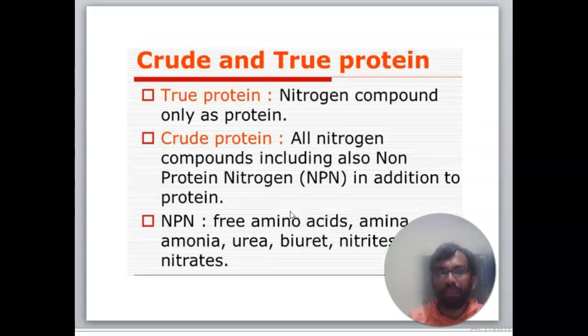Before we go on, you need to know what crude protein is and what true protein is. What is true protein? Nitrogen compounds that are only protein, that is true protein. What is crude protein? All nitrogen compounds, including non-protein nitrogen, NPN, in addition to protein, is called crude protein. NPN means non-protein nitrogen, like free amino acids, ammonia, urea, biuret, nitrate. These are called non-protein nitrogen.